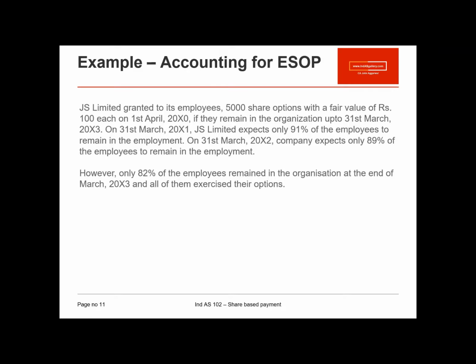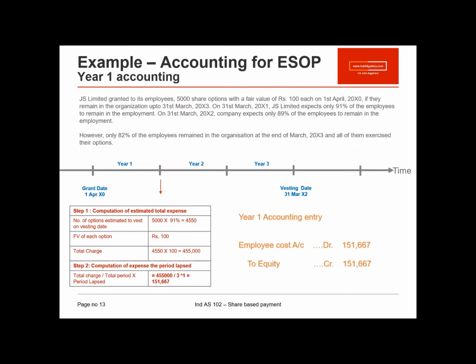However, the facts of this case say that at the end of the vesting period, that is March 2003, the actual number of employees who were in the organization was only 82%. Now, let's look at how we account for this transaction at the end of year 1. First thing that we'll do is compute the total estimated expense over the particular period.